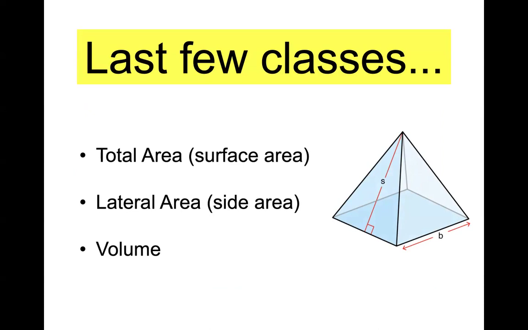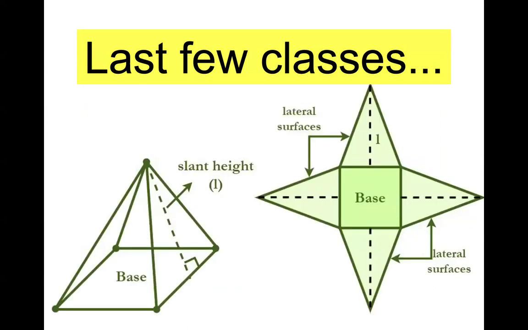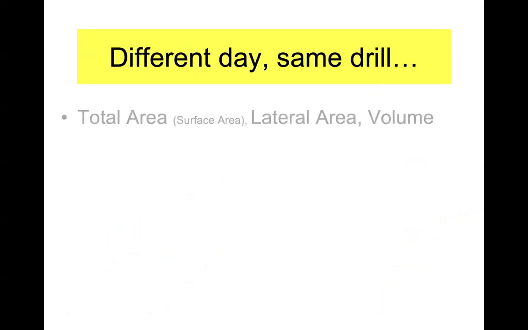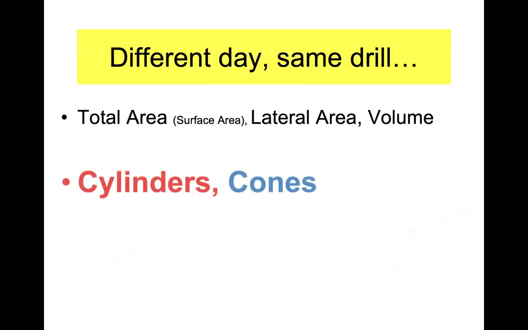And one of the intermediary steps to total area was lateral area, and that's just the area of the sides. Remember, total area is the sides plus the bottom. And volume, there's just one formula for that. For surface area or total area, basically, it's adding up the surfaces of all the sides of the shape. So the bottom plus the sides. The sides are called the lateral area. The bottom is called the base. So different day, same drill, but for two shapes this time. So total area or surface area and volume. I will do that for cylinders and cones.